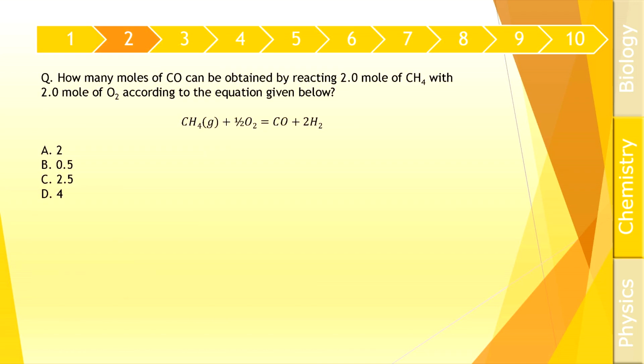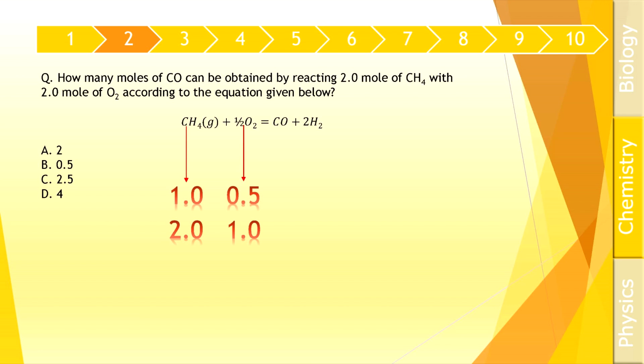The second question of chemistry is about limiting reagent. It gives us a reaction between methane and oxygen. The balanced reaction says that 1 mole of methane requires half mole of oxygen. However, the question is asking to react 2 moles of methane with 2 moles of oxygen. So let's try to analyze it. 1 mole of methane requires half mole of oxygen. This means 2 moles of methane will need only 1 mole of oxygen. And any more amount of oxygen will be in excess and it will not be utilized.